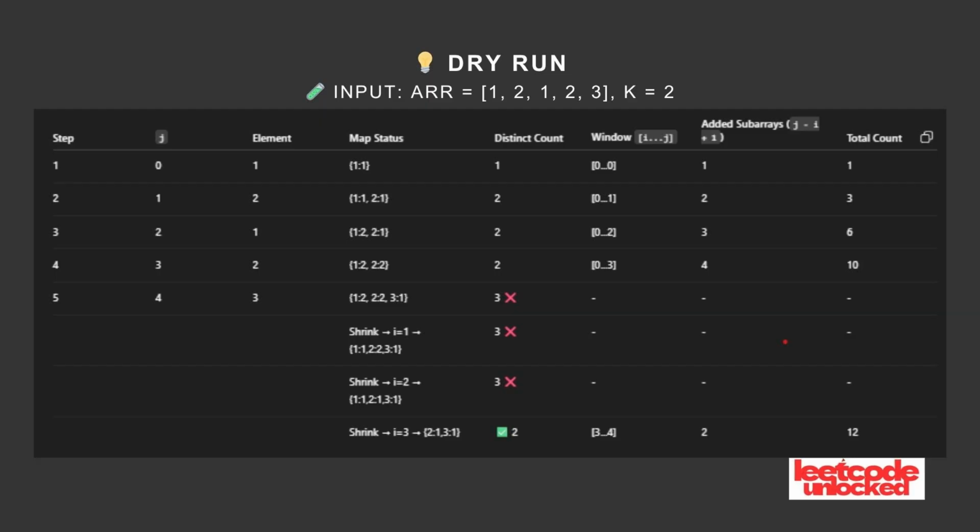Step 5. j equals 4. Element is 3. Now the map becomes 1 to 2, 2 to 2, 3 to 1. 3 distinct, so we shrink the window. Move i to 1: 1 to 1, 2 to 2, 3 to 1. Move i to 2: 1 to 1, 2 to 1, 3 to 1. Move i to 3: 2 to 1, 3 to 1. Finally valid again. Now we add j minus i plus 1 equals 2 more subarrays. Final total equals 12. By sliding the window and counting all valid subarrays ending at each position, we find that the total number of subarrays with at most two distinct integers is 12.